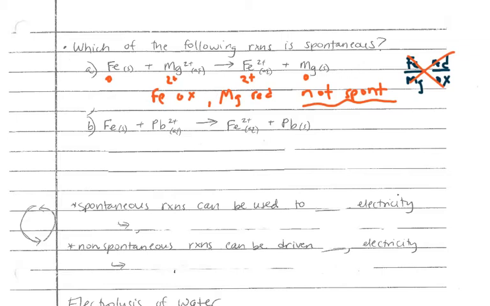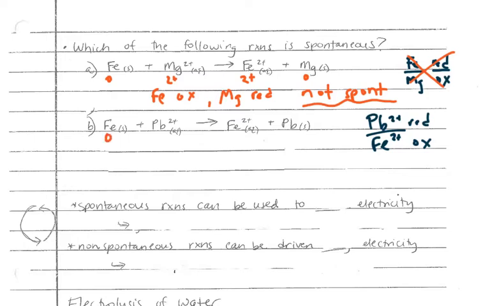So the second one, let's look at that. All right, we've got iron and lead. So iron 2 plus and lead 2 plus. Lead is higher than iron on there. So I'll just write on the table, lead is higher than iron on the reduction potential table. So if the lead is being reduced and the iron is being oxidized, then this will be a spontaneous reaction. So let's see.